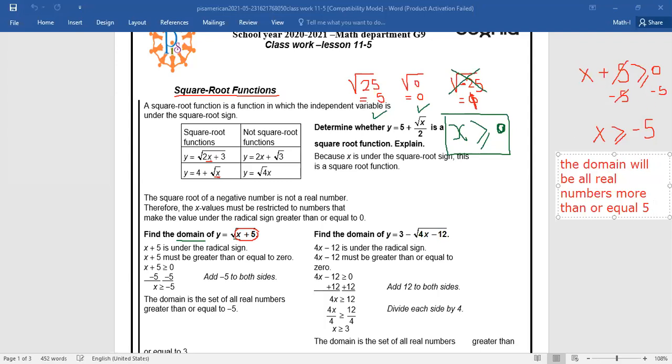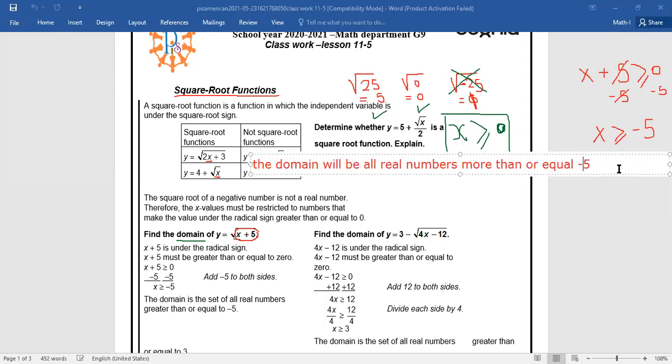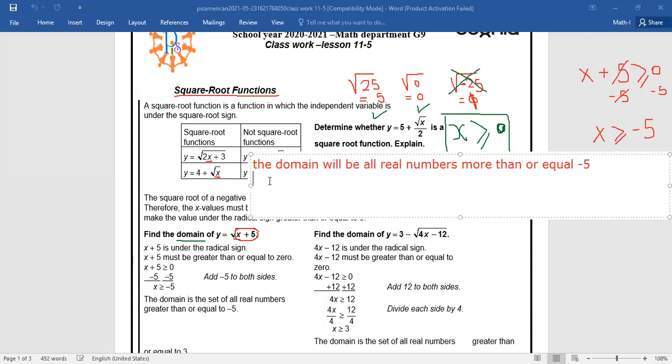Negative 5. More than or equal to negative 8, negative 5. Which means if you find any number more than or equal to negative 5, it will satisfy your inequality. So let's check. If you try negative 5, negative 5 is more than or equal to negative 5. It will satisfy this relation. I want to satisfy it here.